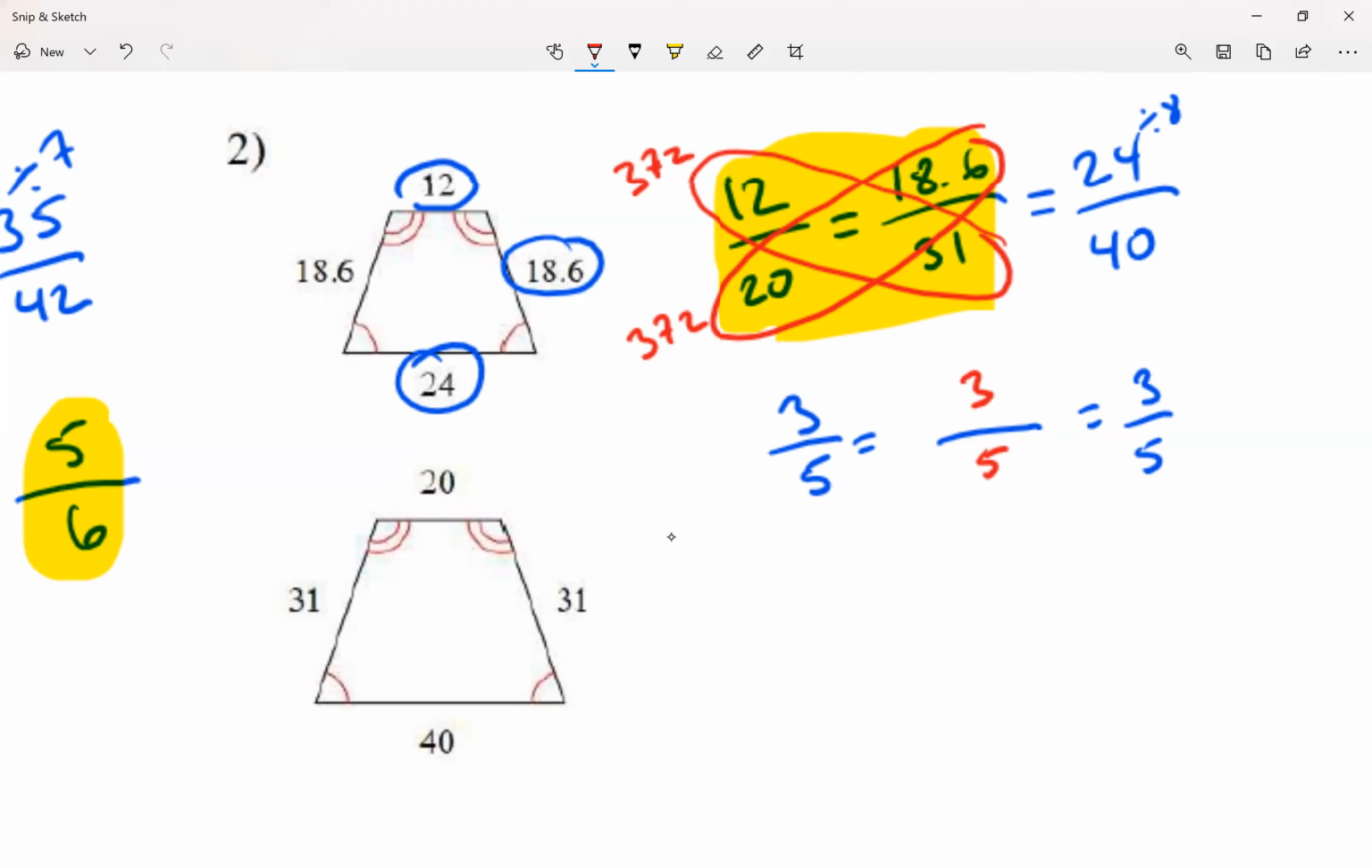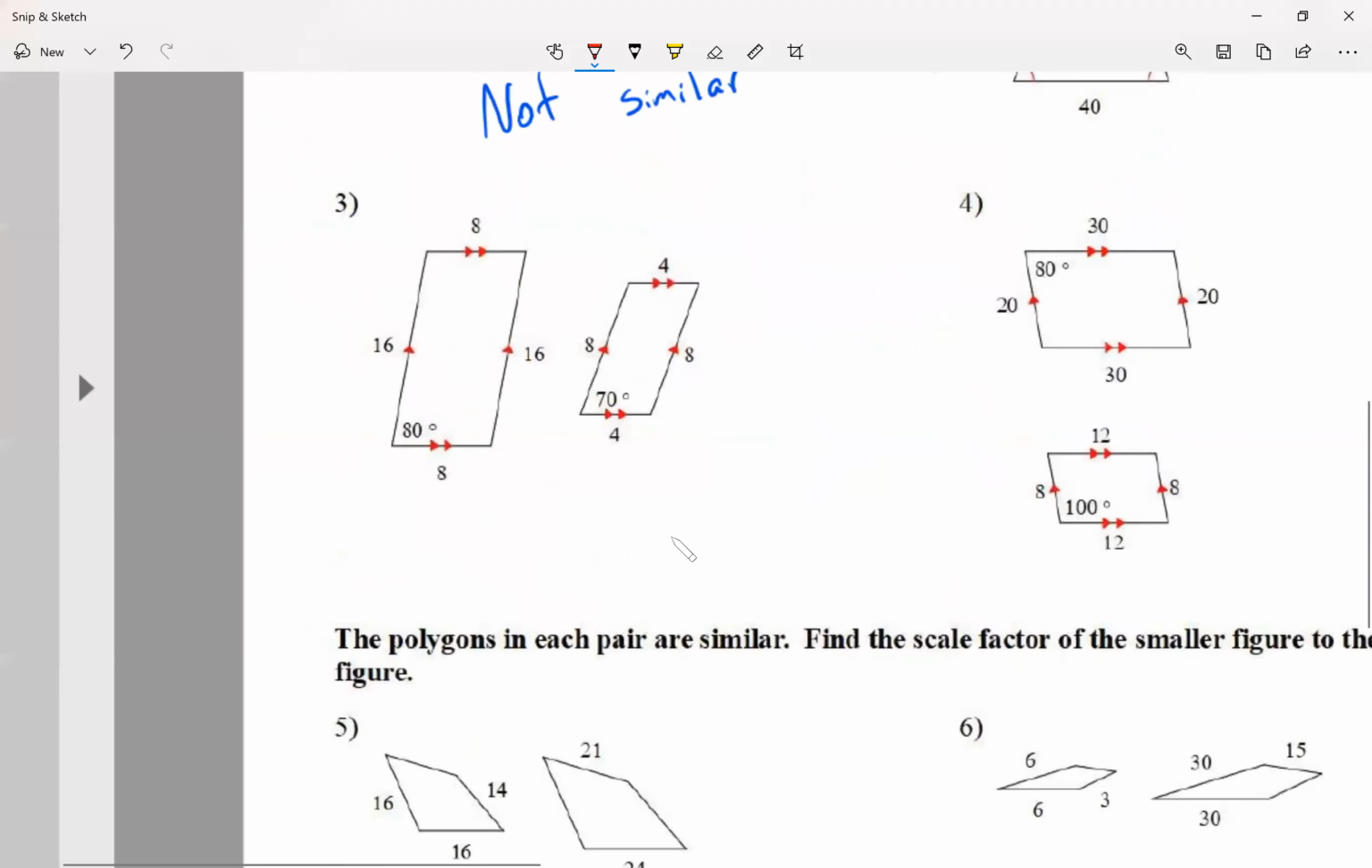Notice my trick that I did. I cross multiplied and I must get the same number. All right, so the angles were the same. All the sides are proportional. Guess what? These are similar. Now, if you're wondering decimal wise, what was I really supposed to divide by? 6.2. 18.6 divided by 6.2 is 3. 31 divided by 6.2 is 5. So when simplifying is not that nice, we cross multiply. All right, let's take a look at question number 3.